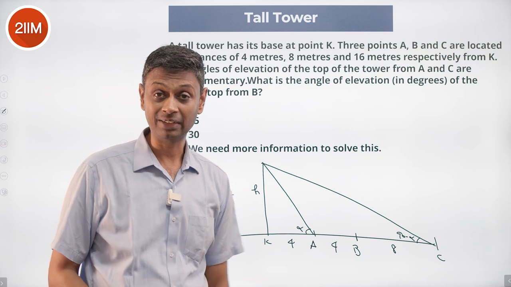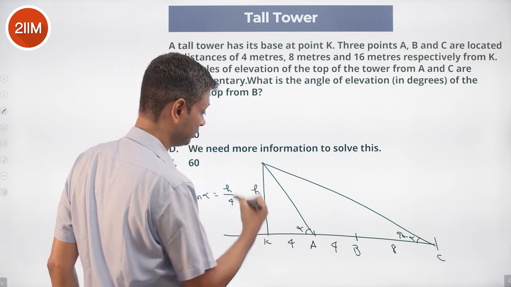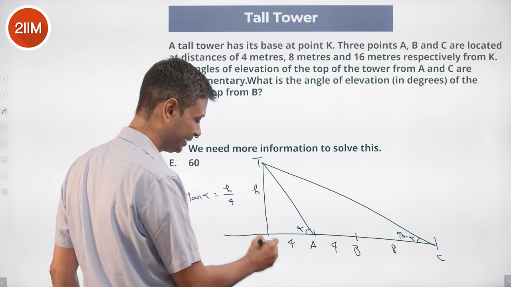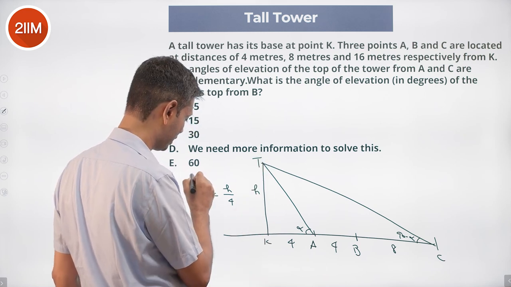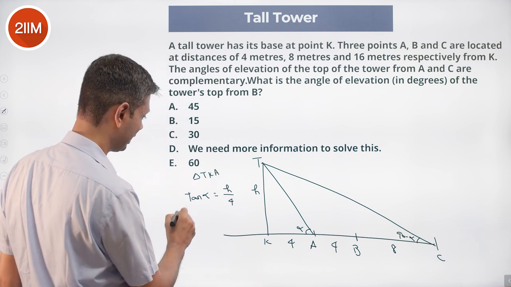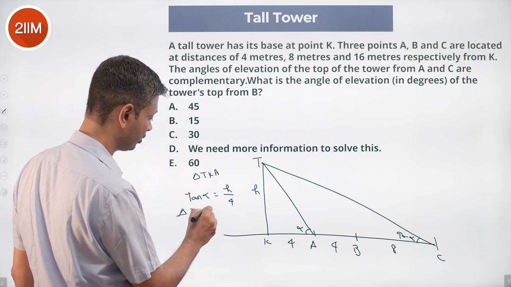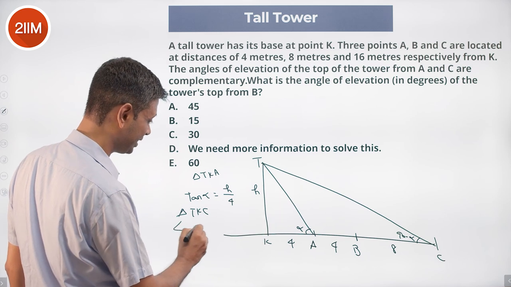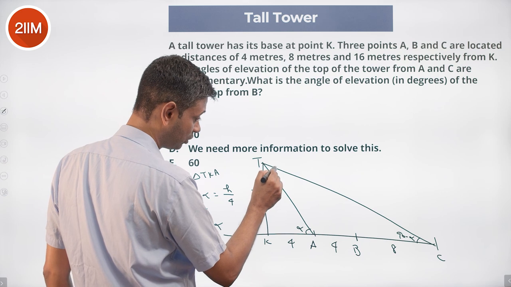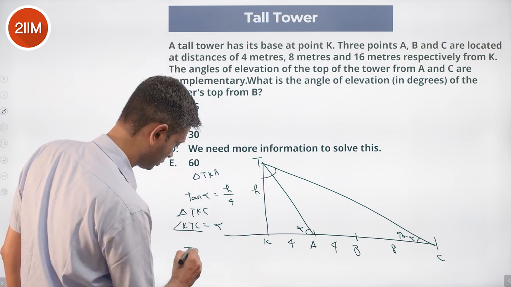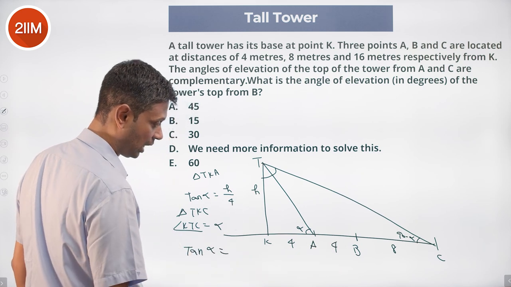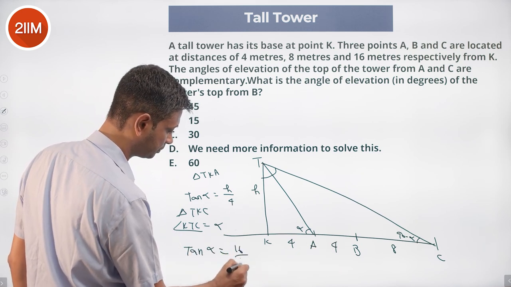This is 90 minus alpha. Remember, this is K, A, B, C, and let's say this is tower T. We're considering triangle TKA. If we take triangle TKC, angle KTC is alpha, and this whole angle is 90 minus alpha. Tan alpha is opposite by adjacent, 16 by K.